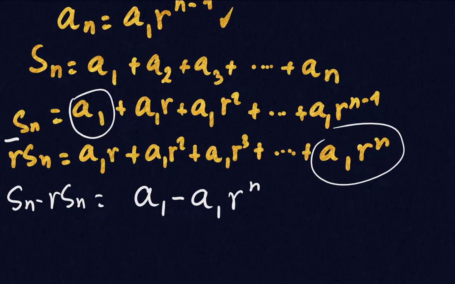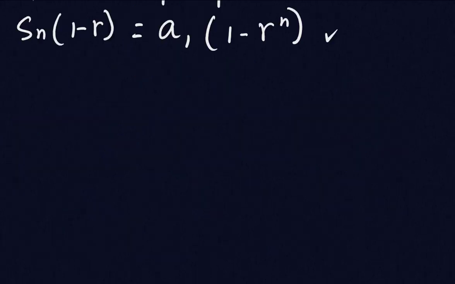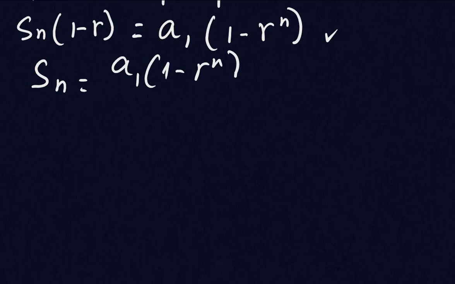So we can factor this, and we get Sn times (1 minus R) is equal to A1 times (1 minus R to the power of n). That means the sum of the first n terms. We just discovered the formula. Sn is equal to A1 times (1 minus R to the power of n) over (1 minus R).